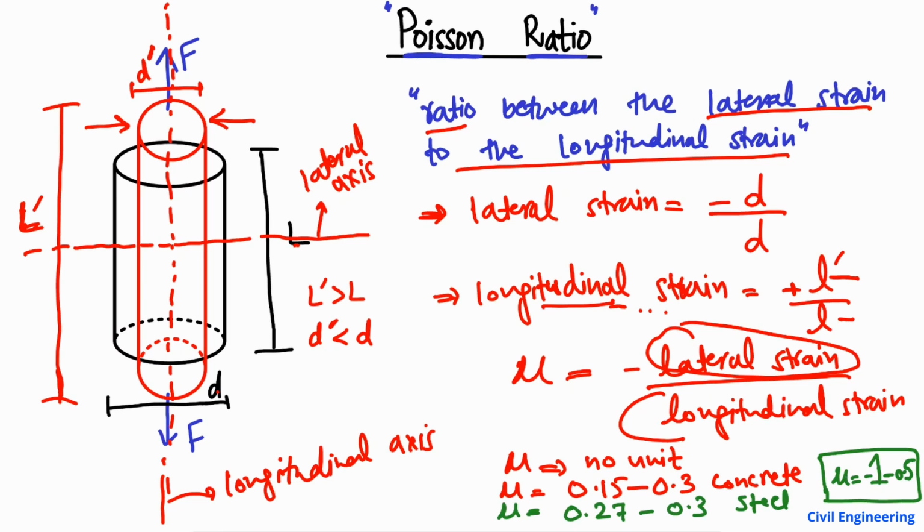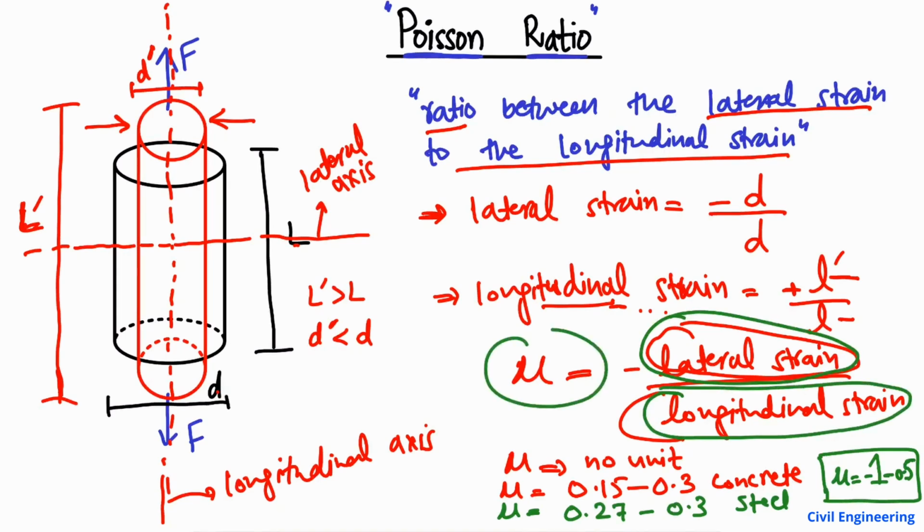Hope you guys understand that it is basically the ratio of the two strains, the lateral strain to the longitudinal strain. This ratio is known as the Poisson ratio and it has no unit. For concrete the value is in this range, for steel it is in this range, and for normally other materials it is always from -1 to +0.5. Also, the Poisson ratio, if I write it here, is always less than 1. These are some additional information regarding the Poisson ratio.